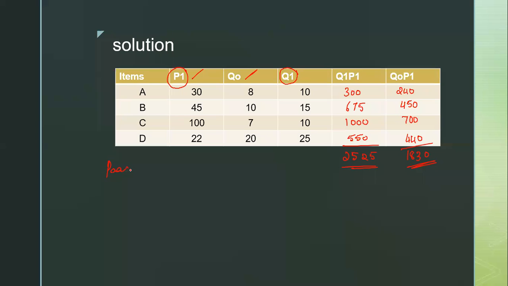Now, which method did you say? Purchase quantity index number. What is the formula? Quantity index under purchase is equal to summation Q1 P1 divided by summation Q0 P1 into 100. Apply the values: 2525 divided by 1830 into 100. What is the answer? It is 137.97 or 98. Good. So like this you have to understand which method you have to apply.